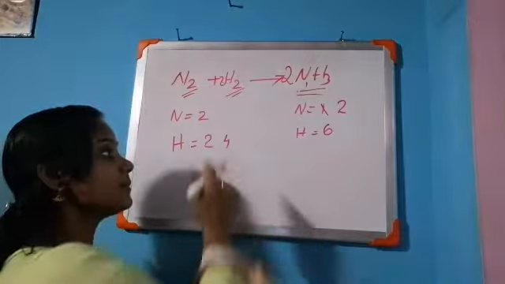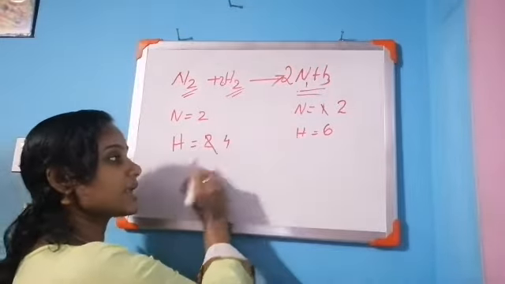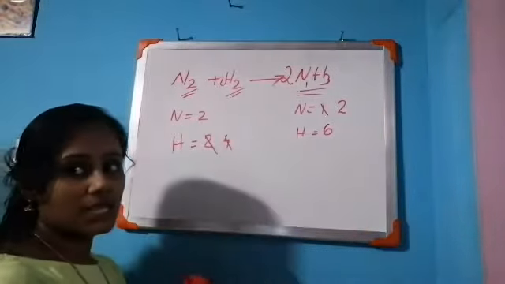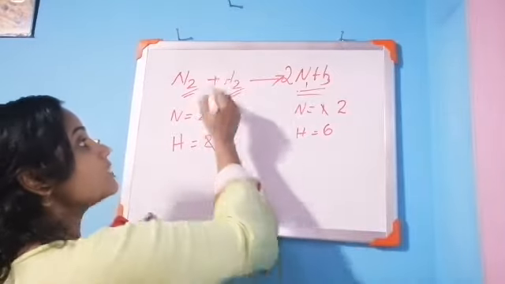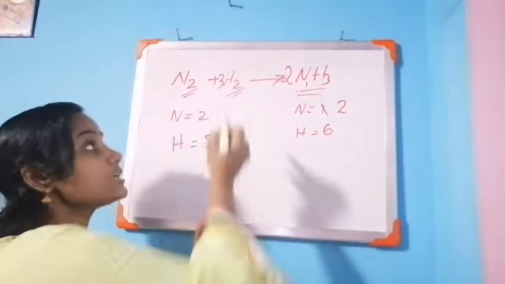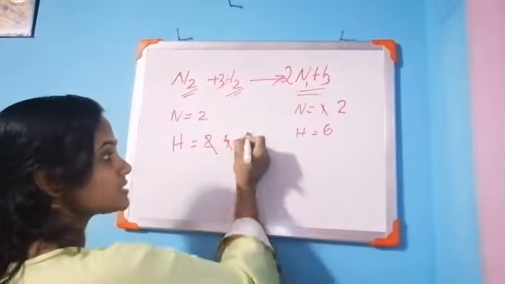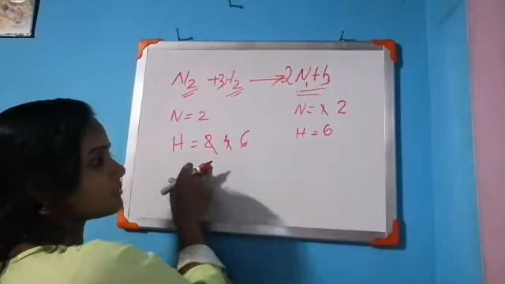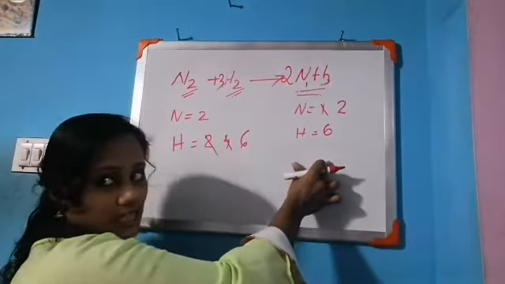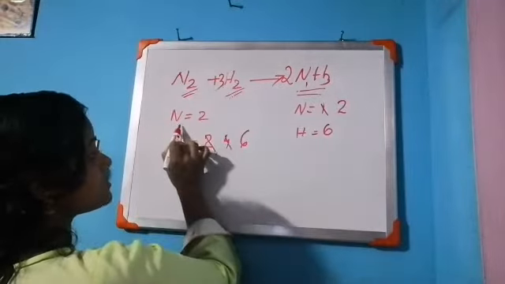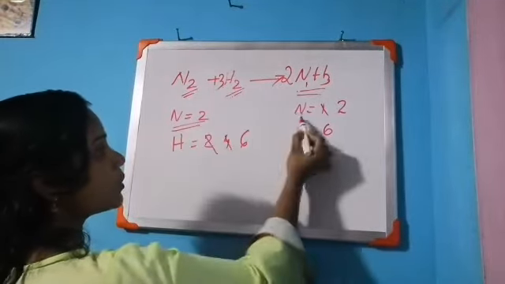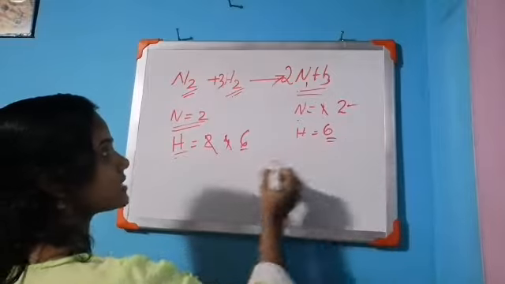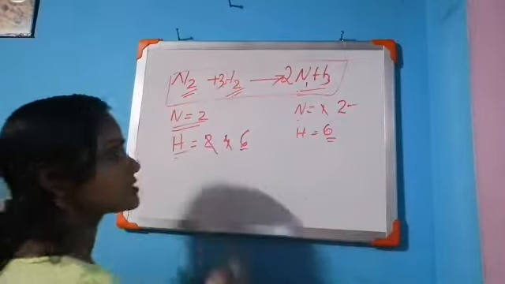Which side has fewer hydrogen? The reactant side. So only this side we want to change. The next number is 3, so multiplied by 3, 3 twos are 6. Now the hydrogen number in the reactant side and the product side are the same. Checking again: nitrogen is 2 in the reactant side and 2 in the product side; hydrogen is 6 in the reactant side and 6 in the product side. So this equation is balanced.